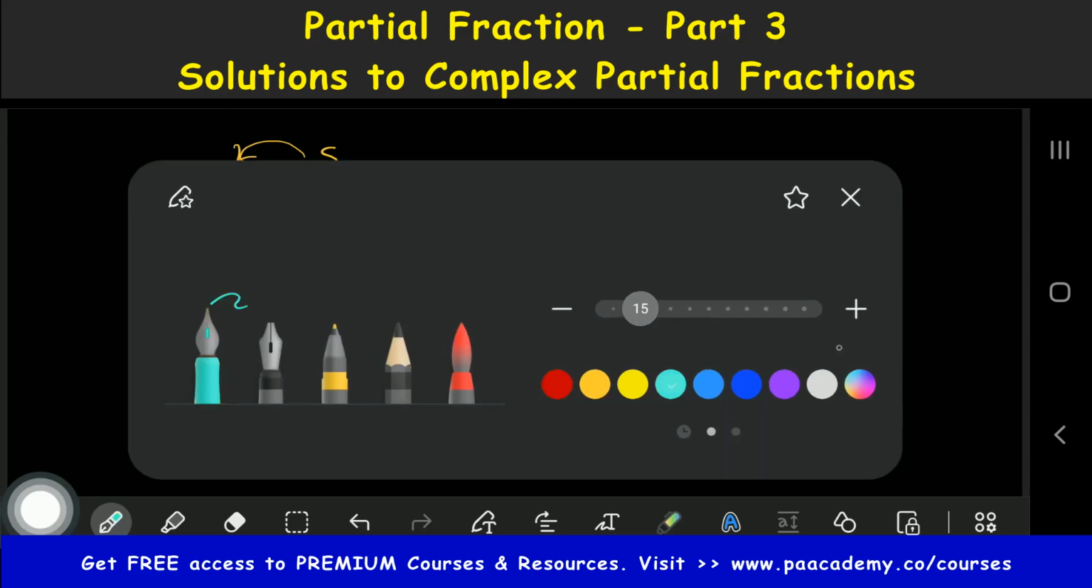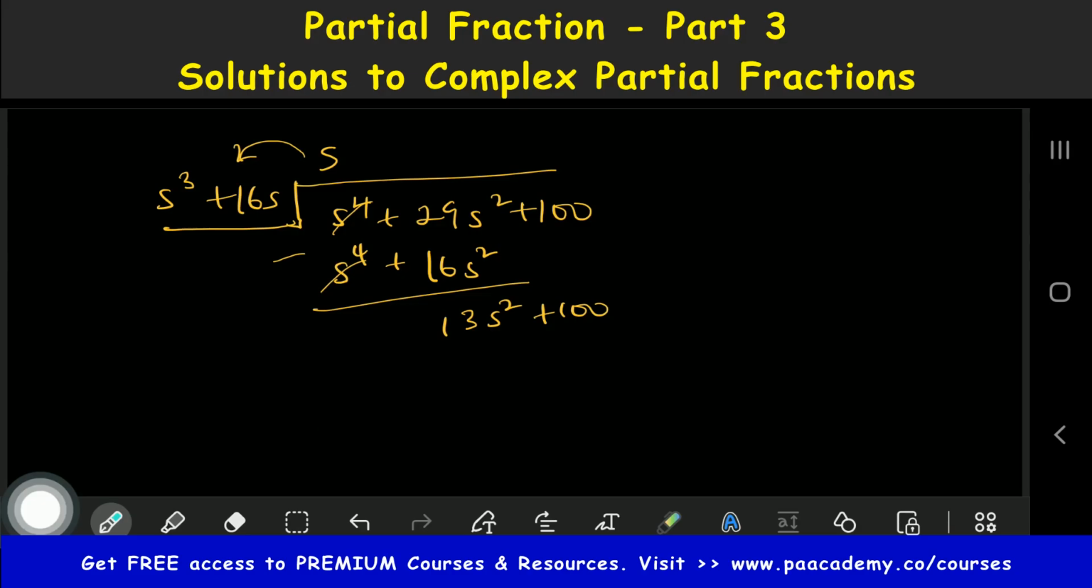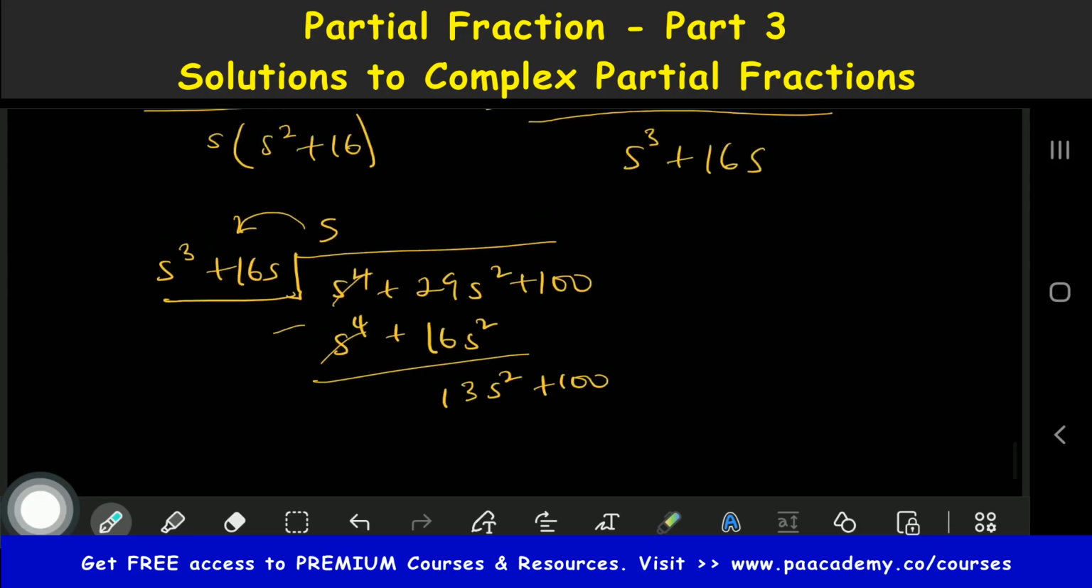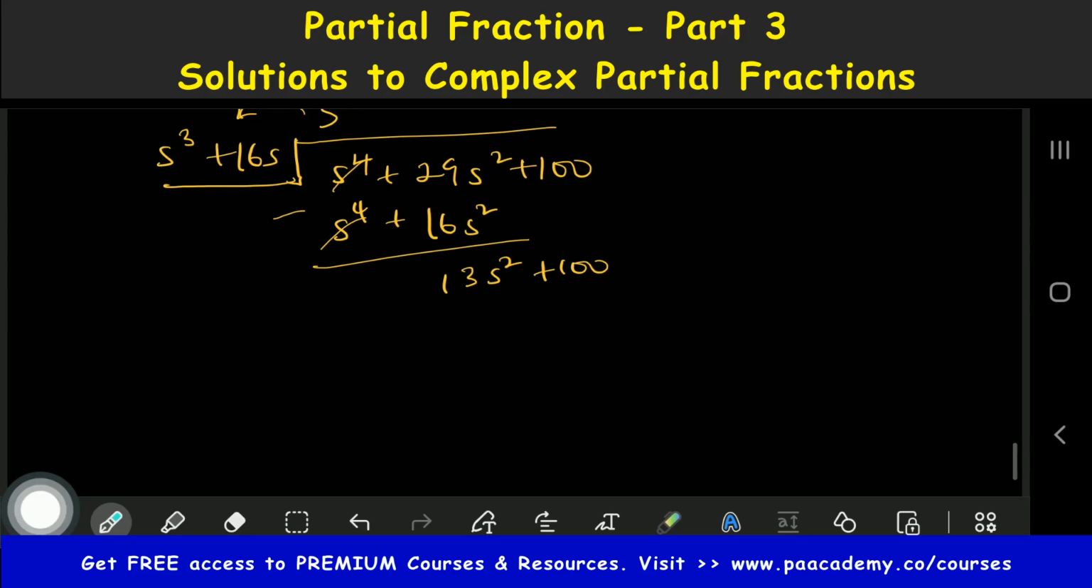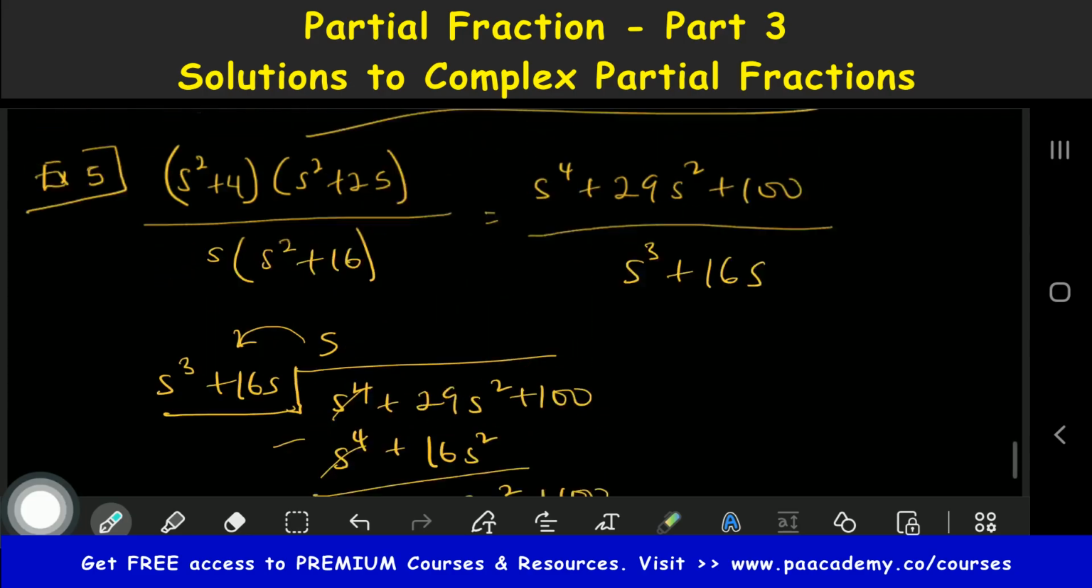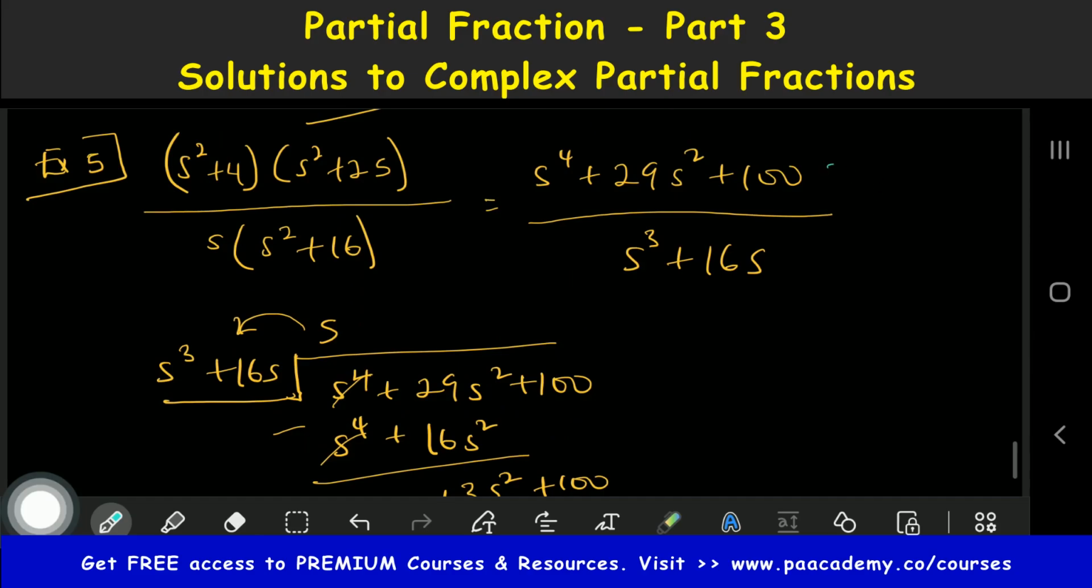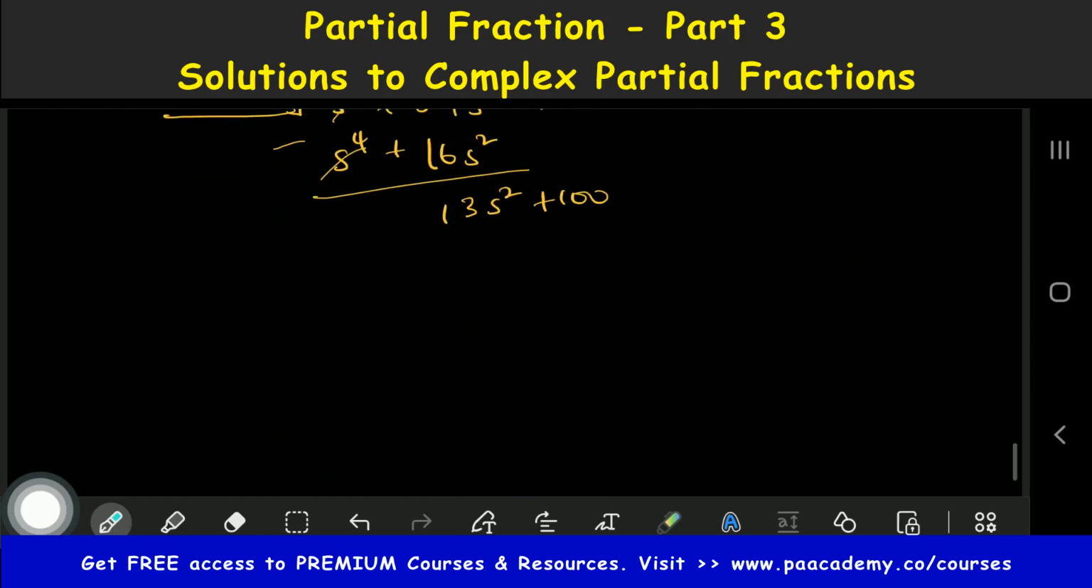So let me change the color. So that means we already have our question as, the initial question, which is this right here. So we can have it as s raised to power 4 plus 29x squared plus 100 over s raised to power 3 plus 16x.